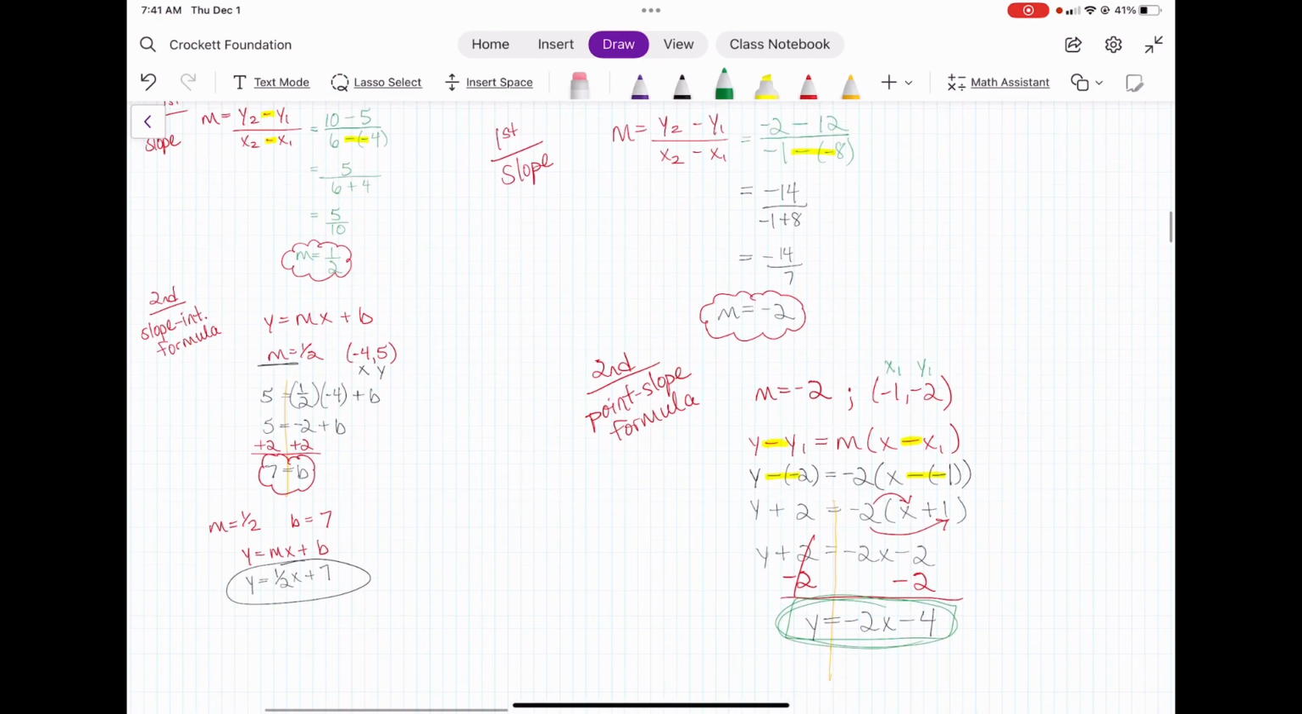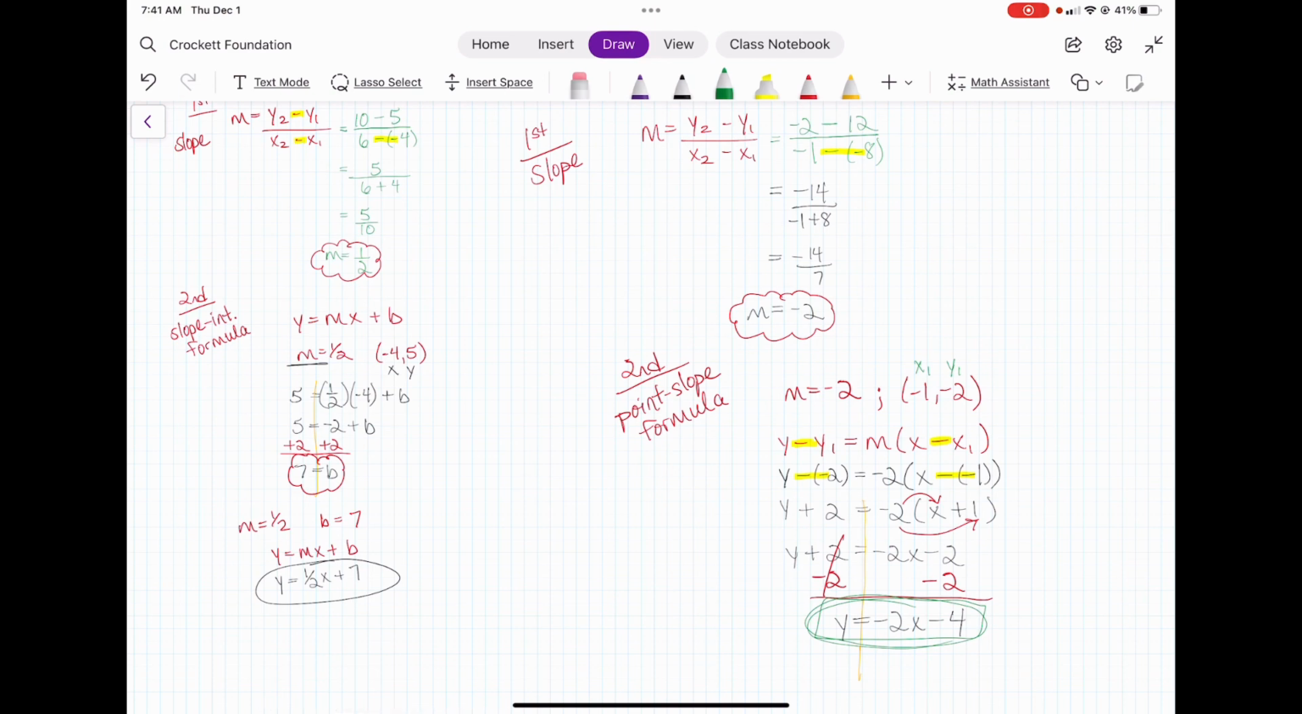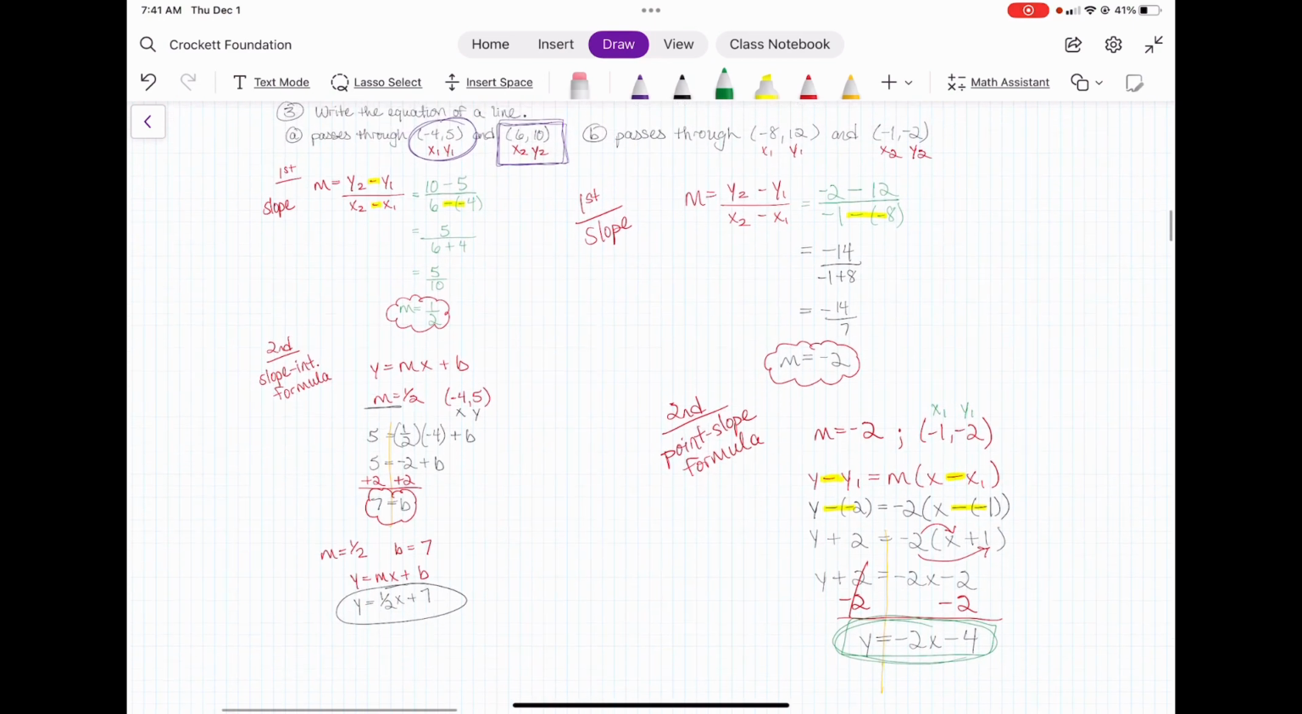So as you can see, there's multiple ways to do it, but there are 2 things you always need, the slope and the y-intercept. As long as you find those 2 things, you can write the equation of a line. Now, how you go about finding the y-intercept could be different depending on if you use the slope-intercept formula or the point-slope formula.